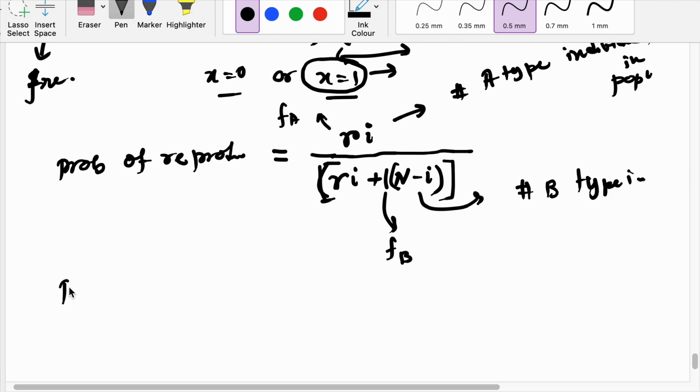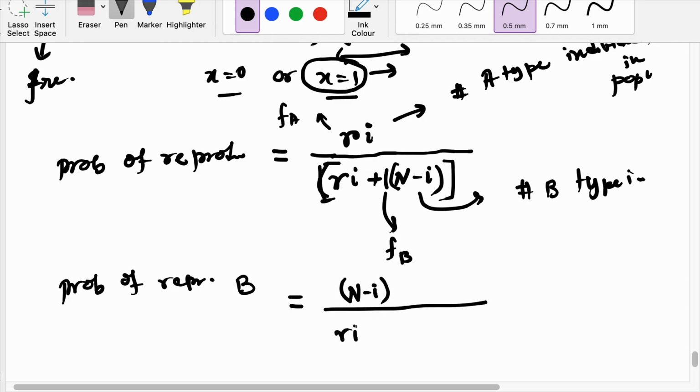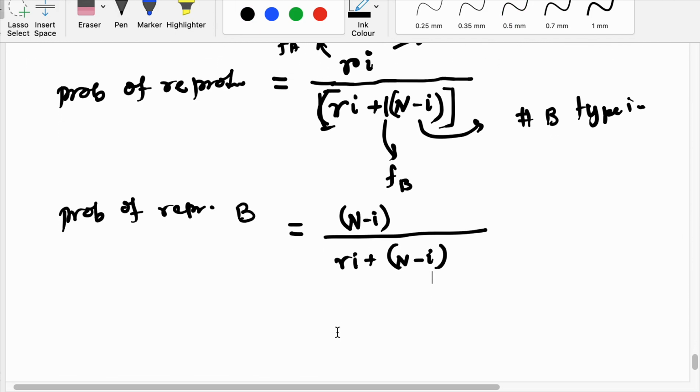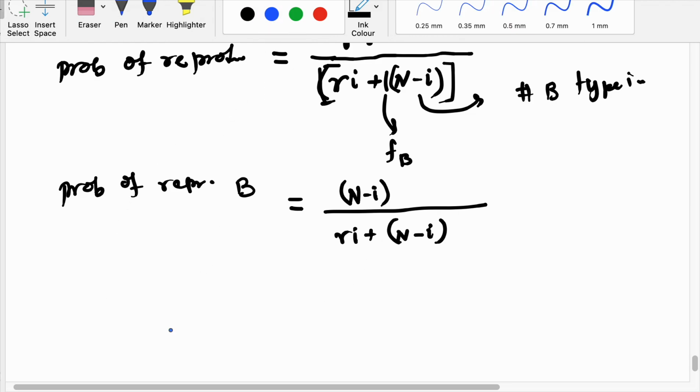Now similarly you can write the probability of reproduction of a new B type individual. So that will be n minus i into 1, divided by Ri plus n minus i. Now we know the reproduction rate, but the reproduction will happen only if I take an A type individual, and if one individual reproduces. So suppose one A type individual reproduces in the population, then I have to make sure that I eliminate one individual randomly from the population.